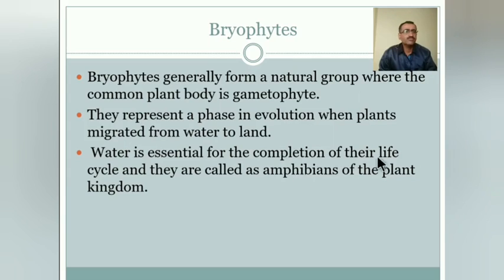Water is essential for completion of their life cycle, and they are called the amphibians of the plant kingdom, because sexual reproduction takes place in the presence of water. That means for the completion of the life cycle they require water, and without water they do not complete their life cycle. They grow in the land habitat, and for completion of the life cycle they also require water. So they require both land as well as water, so they are known as the plant amphibians.